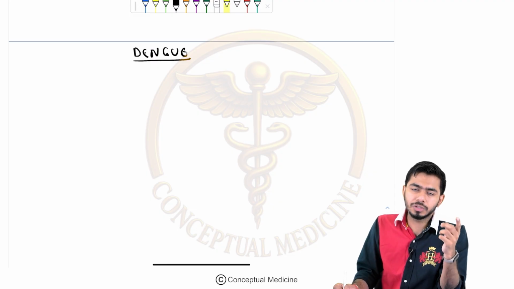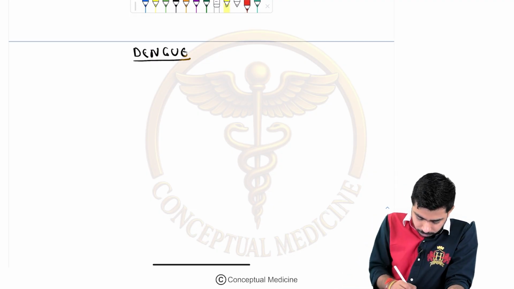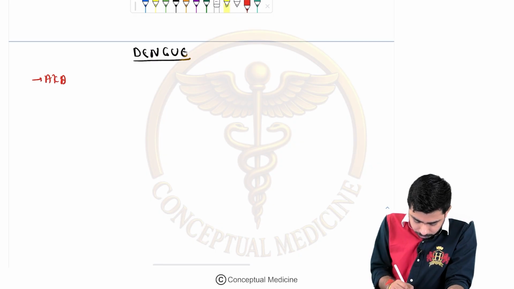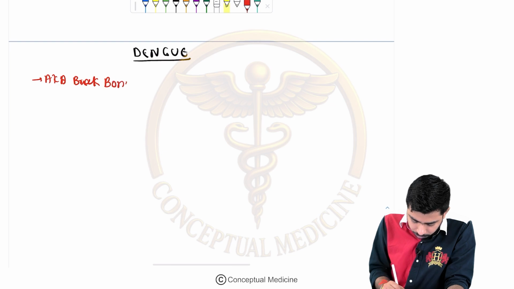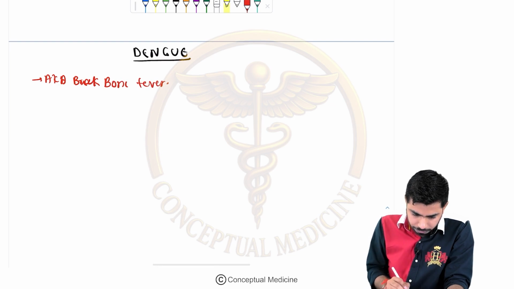What is the causative agent over here? The Aedes mosquito, right? So it is also known as the break-bone fever, guys. It is also known as the break-bone fever.